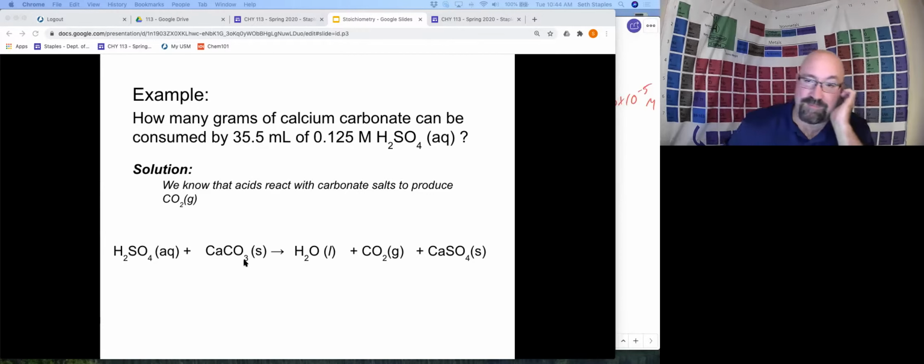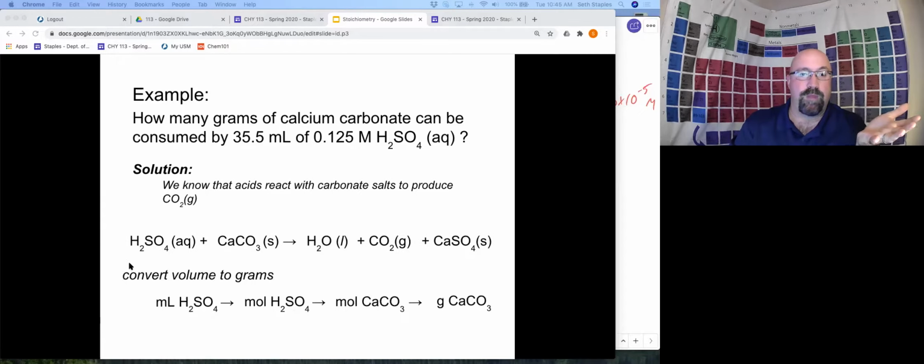And so it's the same type of problem that we've done. It's still a stoichiometry problem, only now in order to get to moles of one of our reactants, we're just going to use our information with volume and molarity.